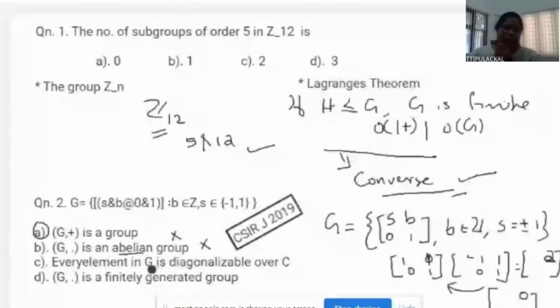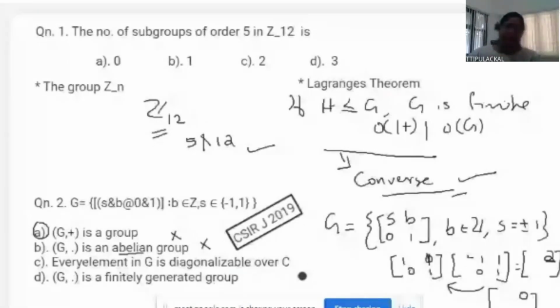Now every element in G is diagonalizable over C. What about that one? Diagonalizable means it's a linear algebraic concept. Diagonalizable means it is similar to some diagonal matrix. Or we can say that the corresponding linear transformation can be represented by a diagonal matrix in some basis of C2.